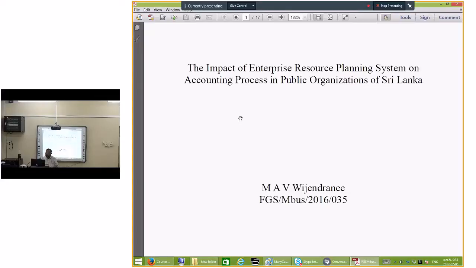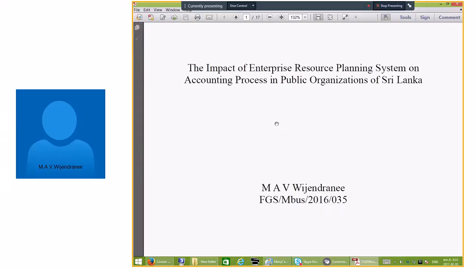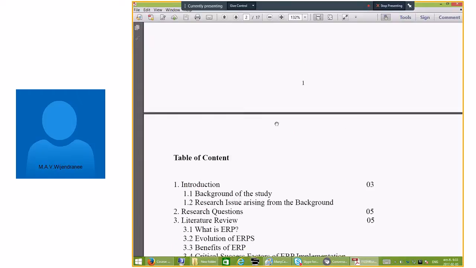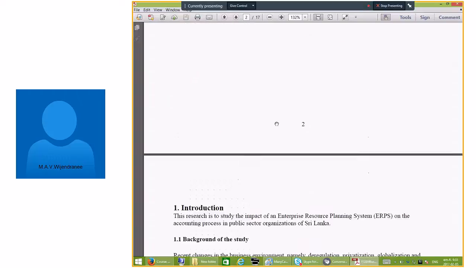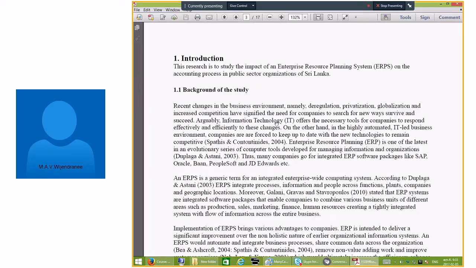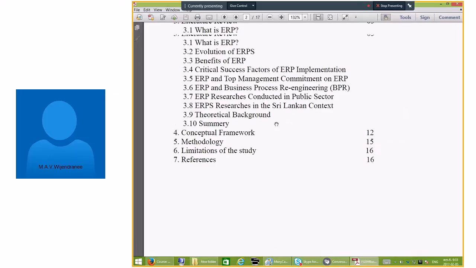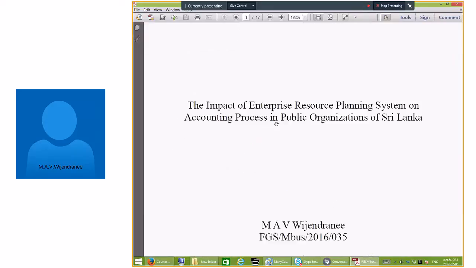And also, the impact of enterprise resource planning system. Then you said, what is the problem of that particular organization, for selecting that particular organization? Is there any problem of the accounting process? No, it is an organization that recently implemented an ERPS. That is SAP implementation. I want to study whether there are benefits and the challenges of ERPS.